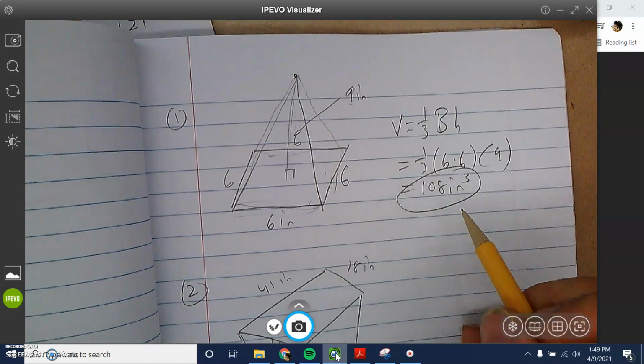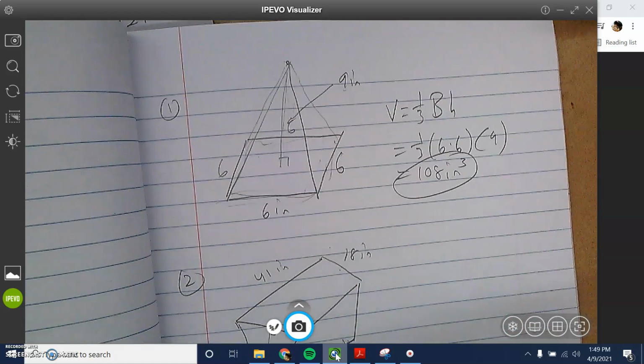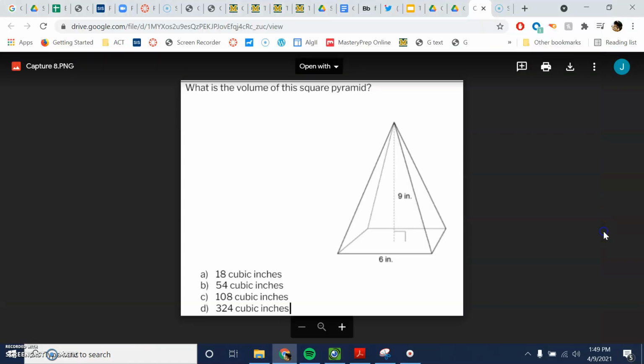Inches cubed. Why is it inches cubed? Because we're in 3 dimensions, right? There we go. So the answer to number 1 was C.